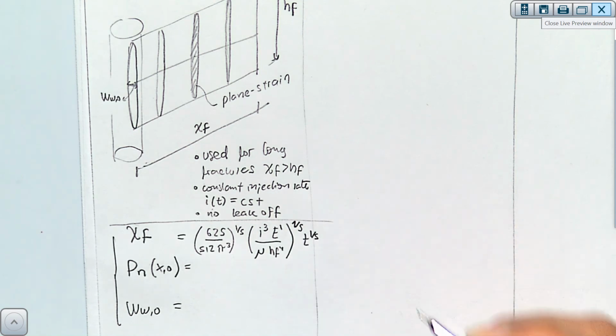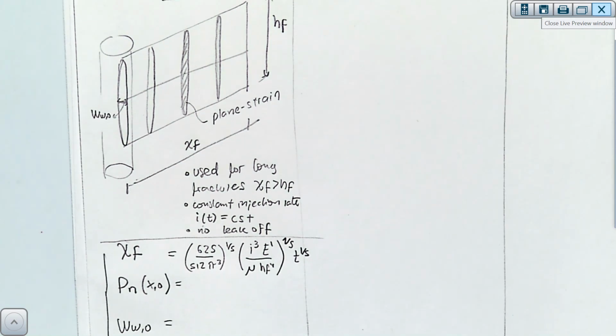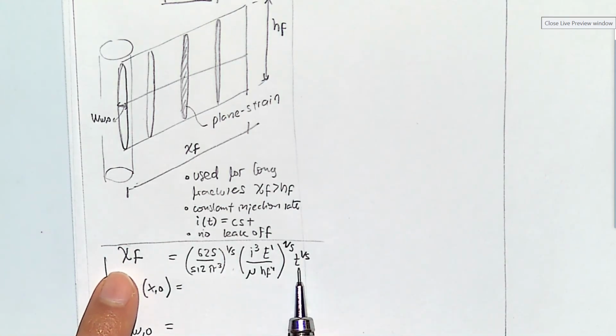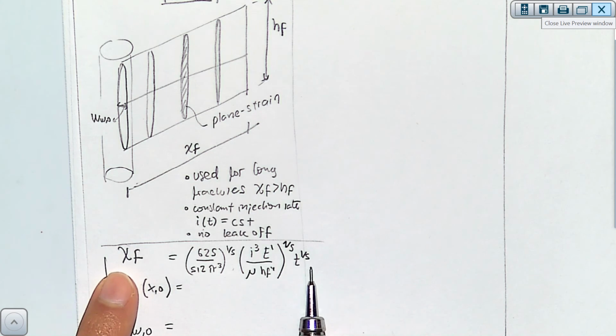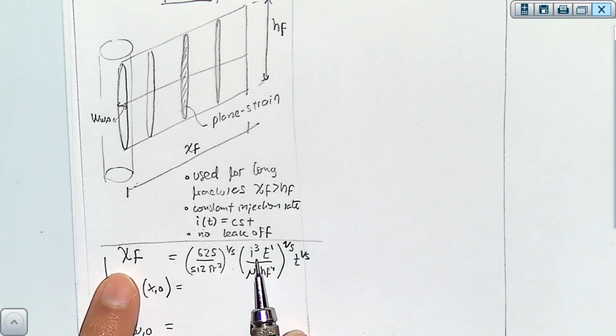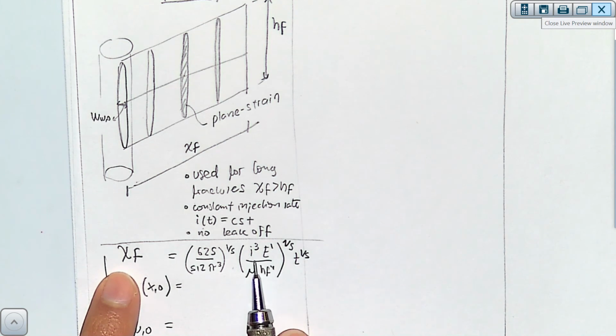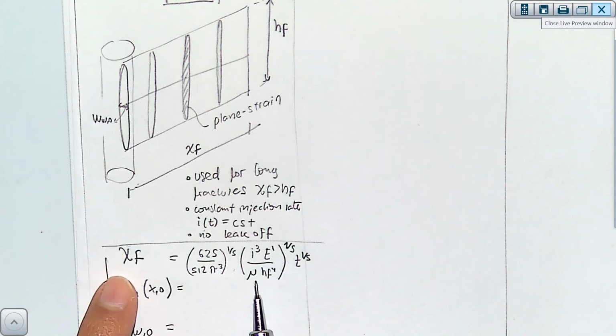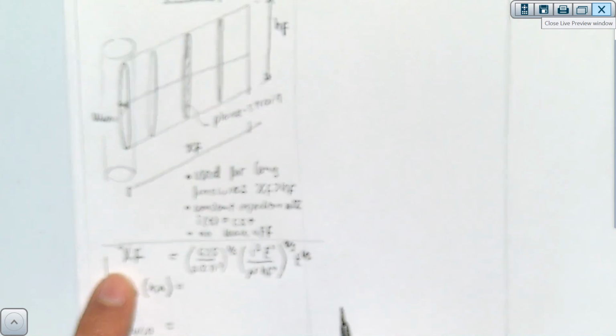Okay, that's the equation. The equation tells you that the fracture half length is proportional to time, which makes sense. And it's proportional to the injection rate, which also makes sense. The more you inject, the higher the fracture length is going to be. It's inversely proportional to viscosity. That makes sense too, because the higher the viscosity, the harder it's going to be for that fracture to propagate.